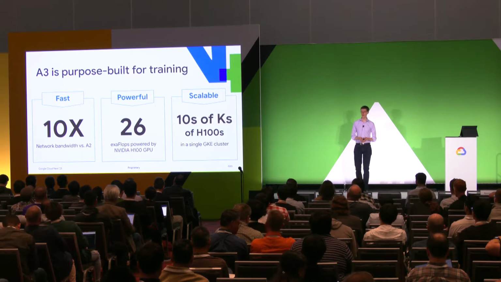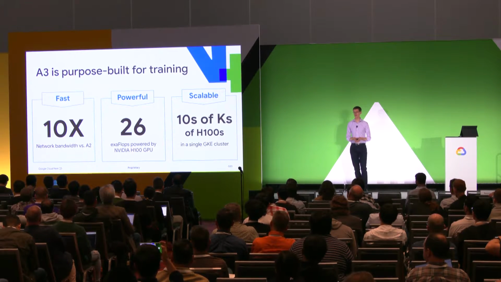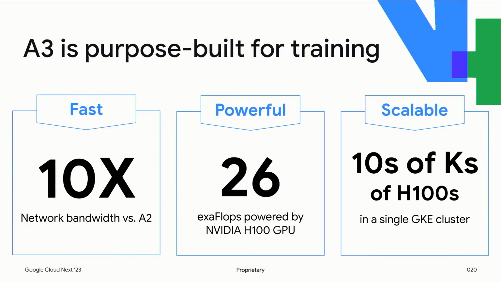I'm thrilled as well that in the coming weeks, the A3 VM, powered by the NVIDIA H100 GPU, will be generally available in GKE. Training very large ML models requires tremendous network throughput between nodes. So we designed the A3 to have an order of magnitude more network bandwidth compared to the previous generation. With 8 H100 GPUs in a single VM, the A3 provides a remarkable 26 exaflops of AI performance, shrinking the time it takes to train models.